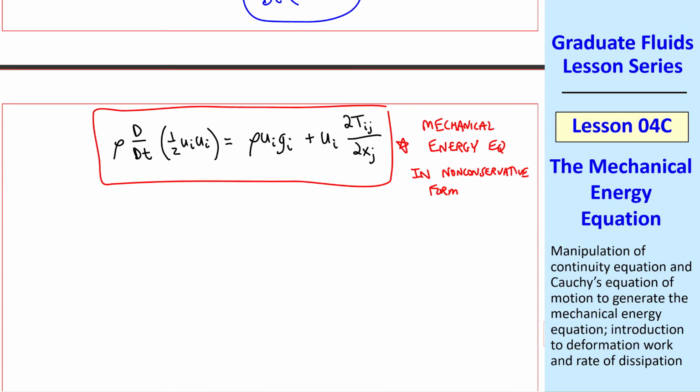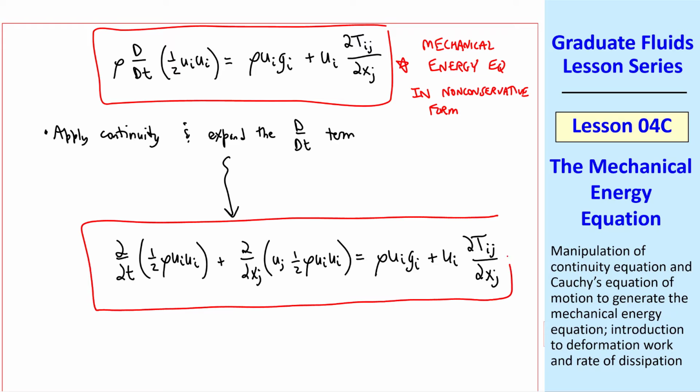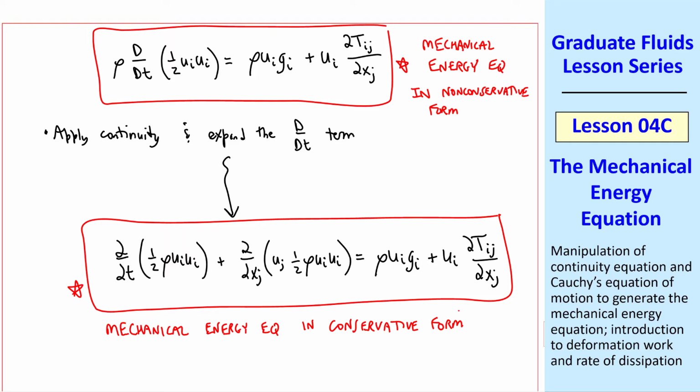Now we can apply continuity and expand the material derivative term and do a bunch of algebra to write this equation in conservative form. This now has 4 terms. The 2 terms on the right are the same as previously, but we've manipulated the left-hand side into these 2 terms. This is our mechanical energy equation in conservative form.